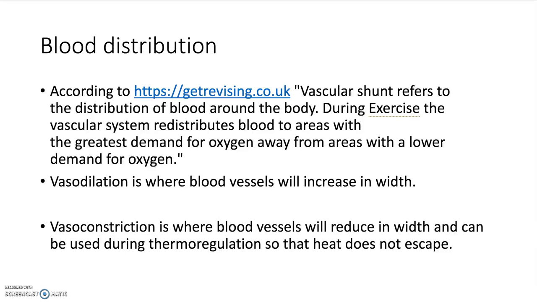During exercise, the vascular system redistributes blood to areas with the greatest demand for oxygen, away from areas with lower demand for oxygen. This is done when the precapillary sphincters close at non-essential organs, such as the bladder, so that blood is directed to the working muscles to supply them with oxygen. Shunting also refers to the movement when the skeletal muscle pump is aiding venous return.